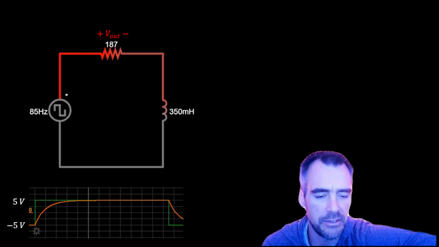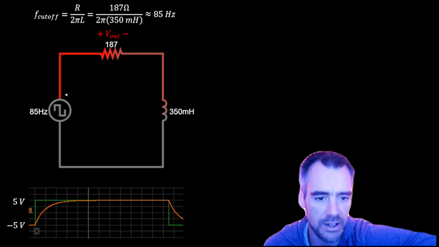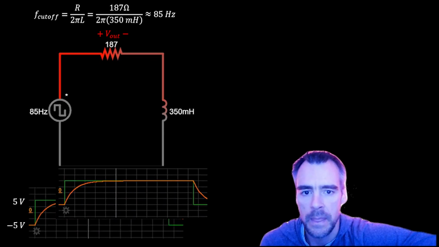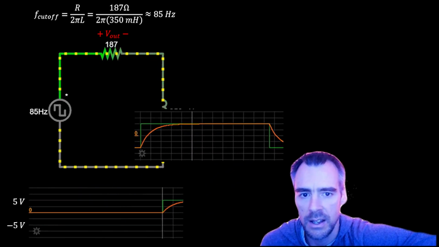And of course I'm looking at 85 here because that's going to be our cutoff frequency, which is the same calculation as it is for the high pass RL filter. So let's go ahead and reset this and run it.